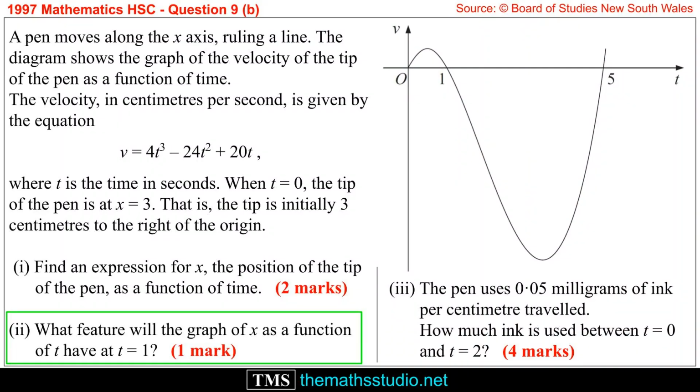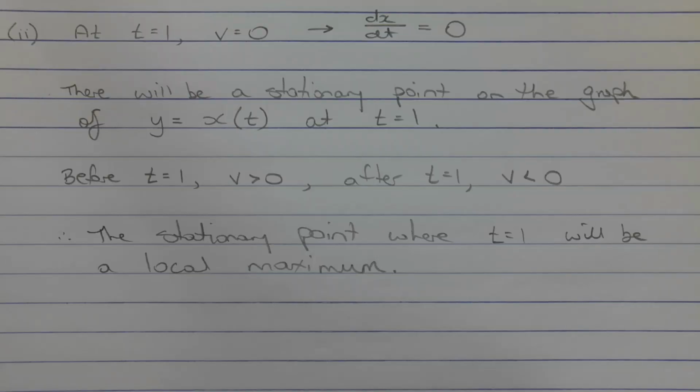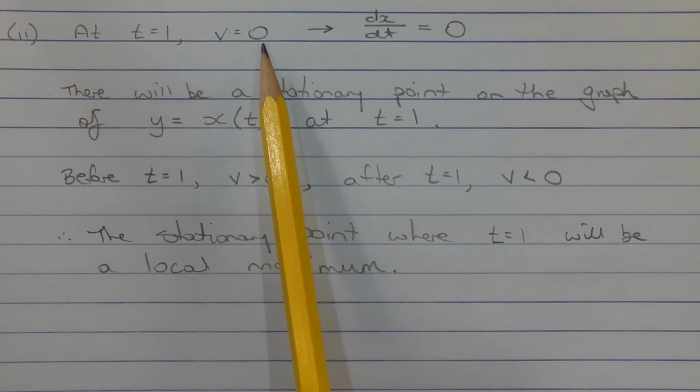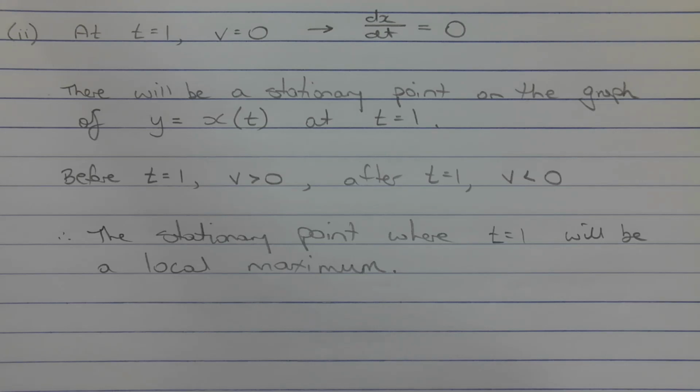Part 2. What feature would the graph of x as a function of t have at t equals 1? At time t equals 1, the velocity of the pen is equal to 0 because that's where the graph crosses the horizontal axis. And this implies that dx/dt, which is the rate of change of the position of the pen with respect to time, is equal to 0.